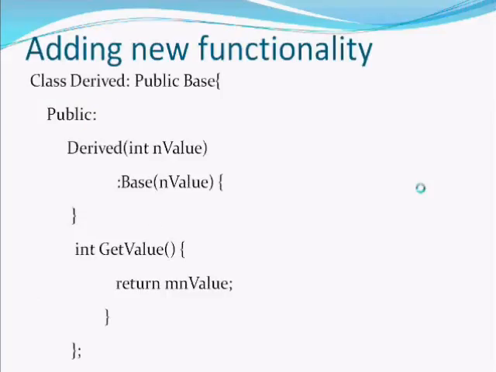Adding new functionality. We have access to the source code of the base class. We could add functionality directly to base. Normally, we would rather write an access function in the base class, but for the sake of example, we are going to add it to the derived class instead. Because mnValue has been declared as protected in the base class, derived has direct access to it. To add new functionality to the derived class, simply declare the functionality in the derived class like normal.